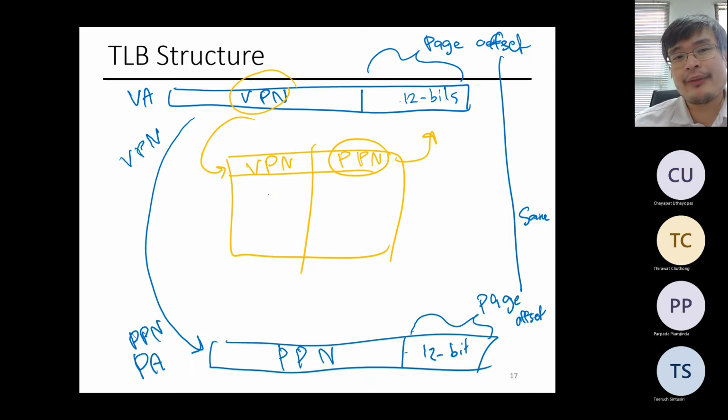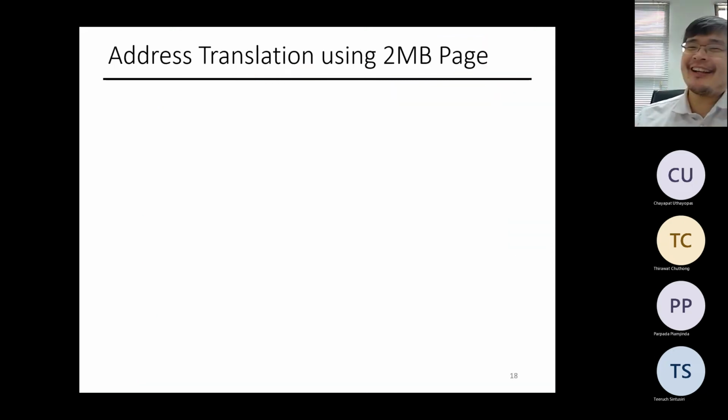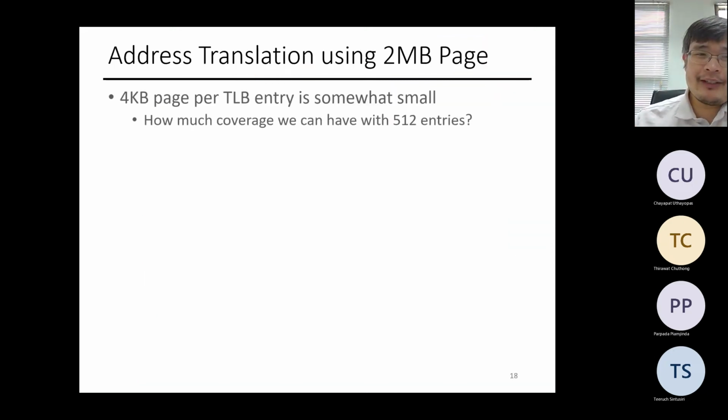The other thing you can do is to increase the page size. So let's say you have 4 kilobyte page. It means that each TLB entry, each entry in your cache, is going to cover a 4 kilobyte region. So let's say you have a 512-entry TLB. This will cover basically a 2 megabyte region, which is somewhat small.